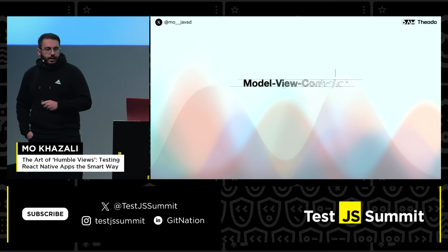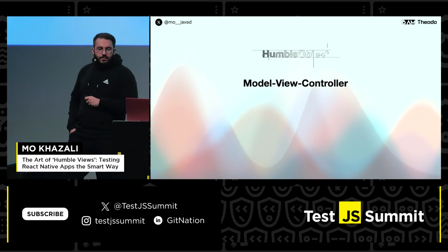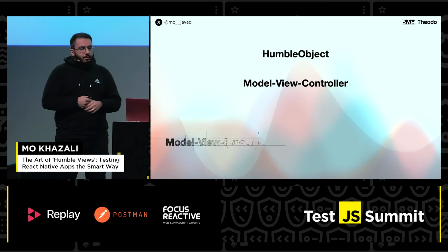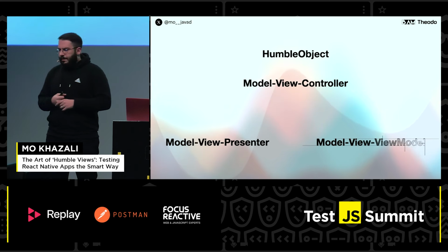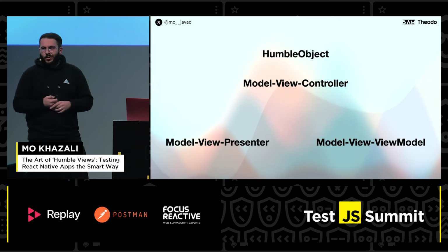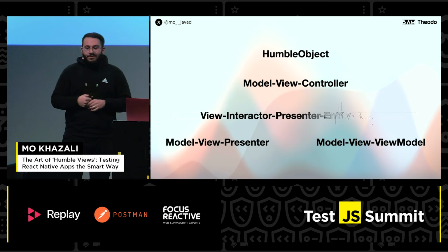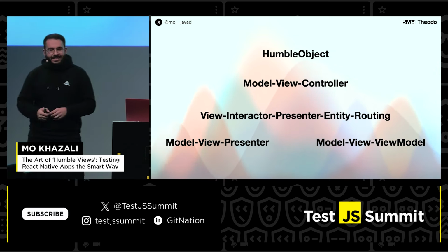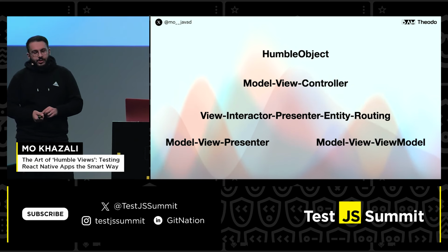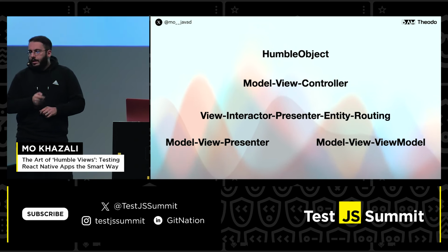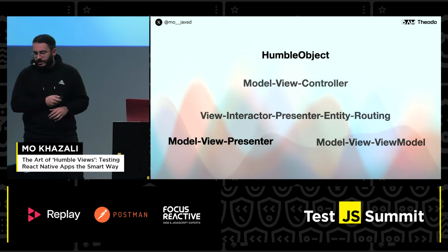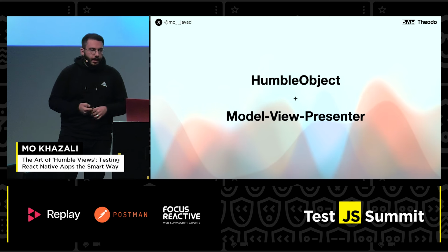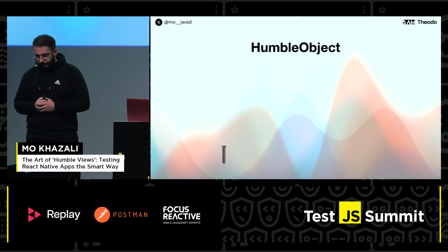So you might have heard of terms like model view controller. You might have heard of the term humble object, which we're going to dig into a bit more today. The model view presenter, its very close cousin, the model view view model. All these great names, right? You'll love this one. Look at that. The view interactor presenter entity route, it's really very catchy. Viper for short. Now, we're not going to go into all of these. We're going to dig into just two architectural patterns that I think are very helpful in the React space. Let's start with the humble object model.